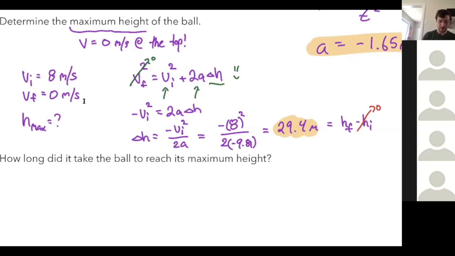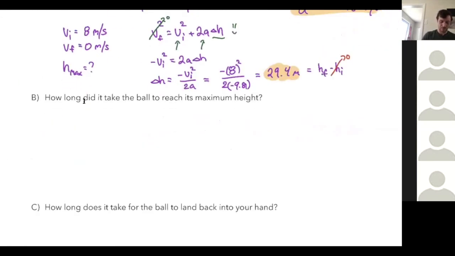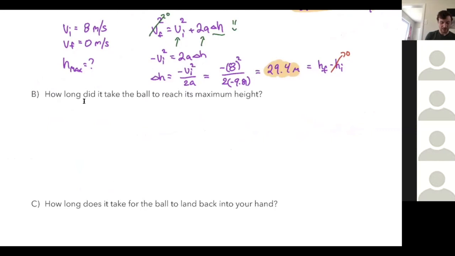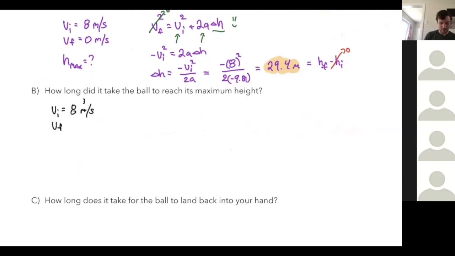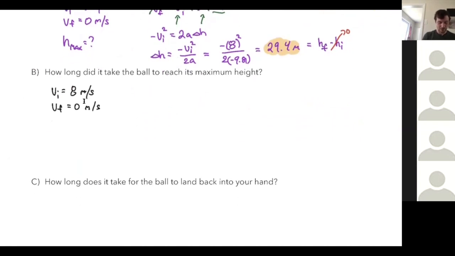Instead, we want to think, okay, what do we have? Since we're only going to the maximum height, we know our initial velocity is 8 meters per second, and our final velocity is 0. We know our acceleration. So all this is saying is, how long does it take for gravity to slow this ball down? We've got a nice formula, V final is equal to V initial plus AT. This is a nice, easy formula. Our acceleration is gravity. We know that. We know everything else, so let's go ahead and solve this formula.